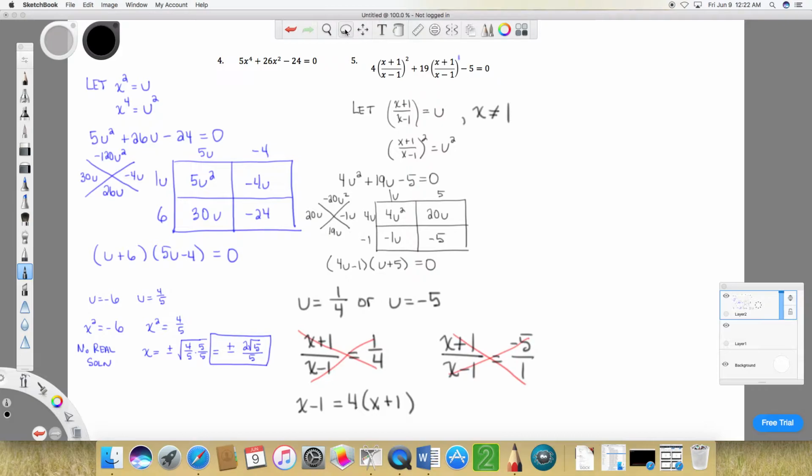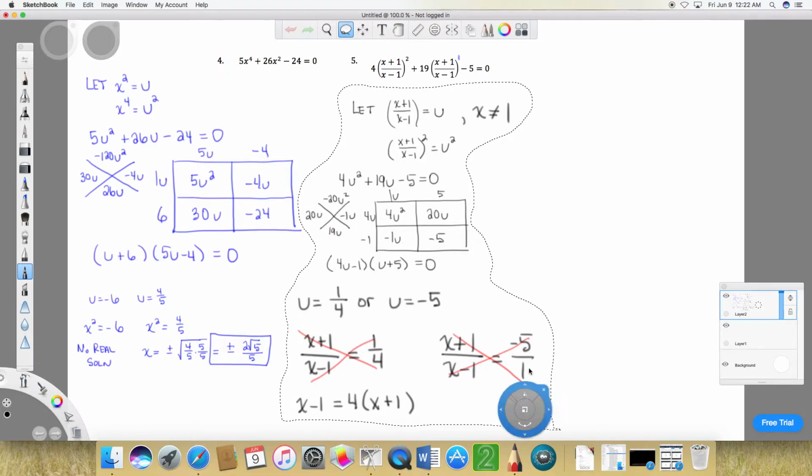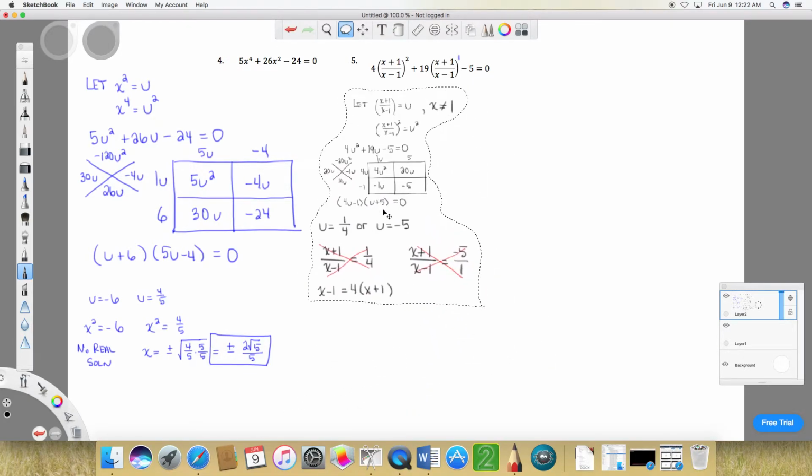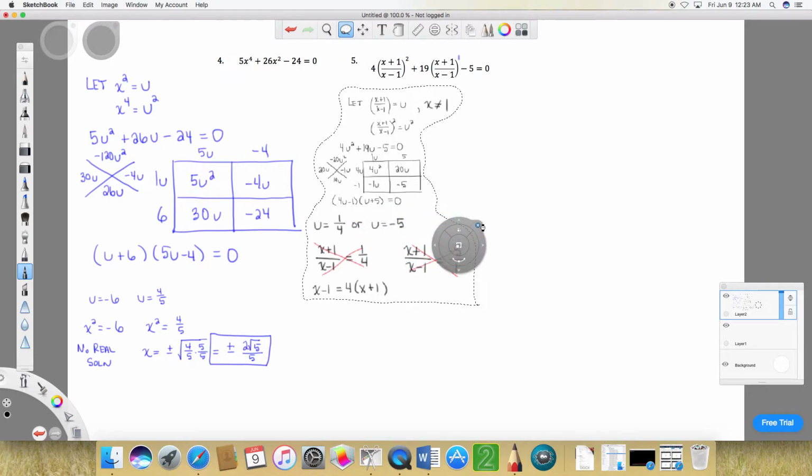Maybe I'm not going to have enough room, huh? Nah, we can do it. All right.